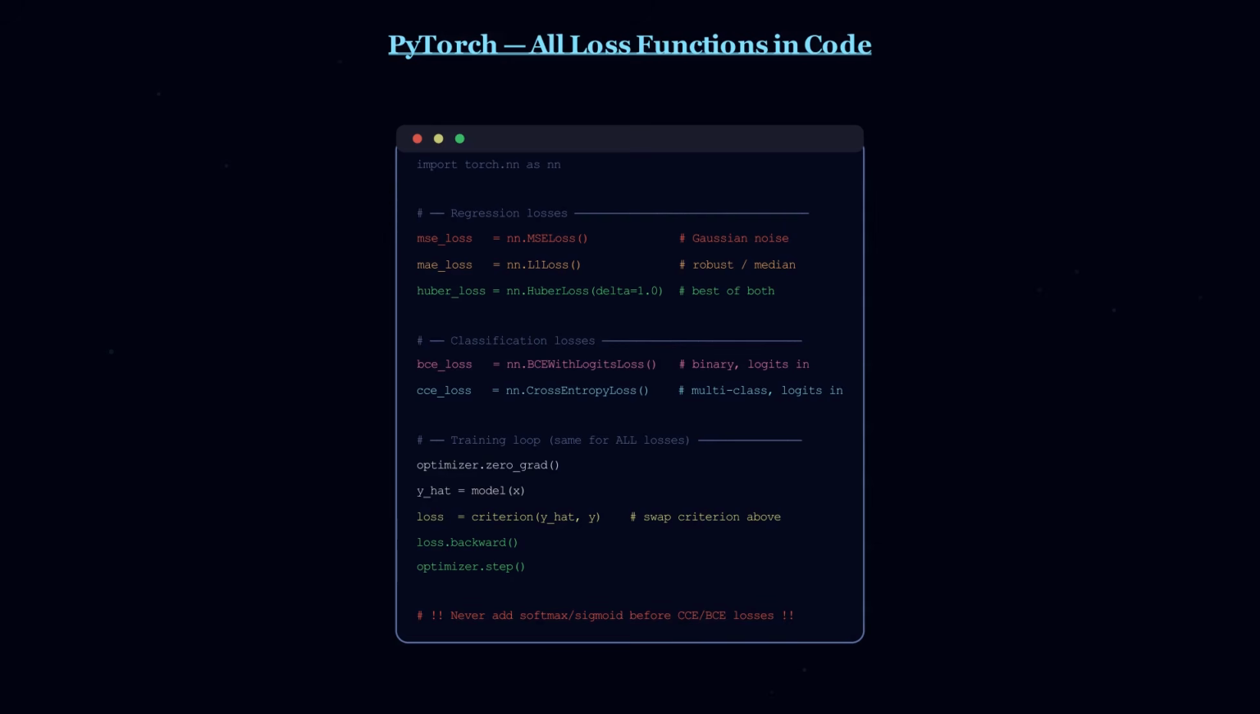The training loop is identical for all losses. optimizer.zero_grad. y_hat equals model of x. Loss equals criterion of y_hat, y. loss.backward. optimizer.step. Only the criterion line changes.